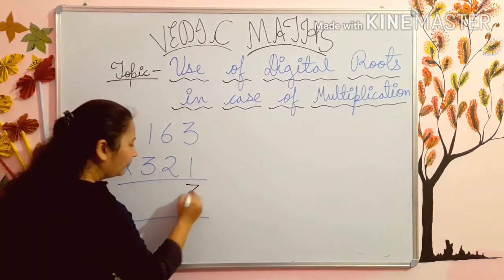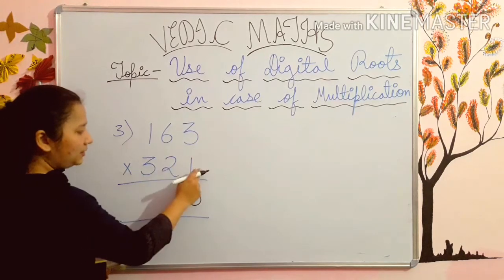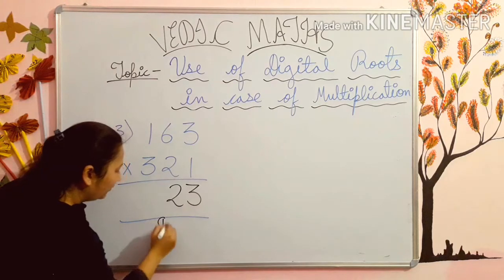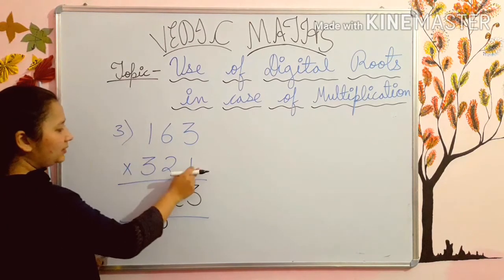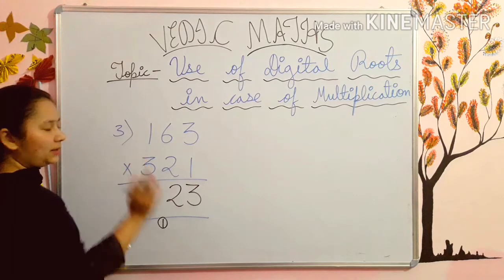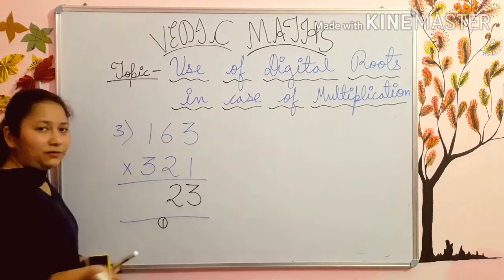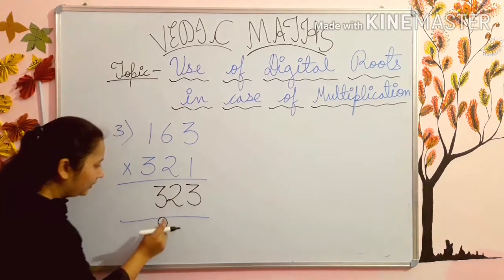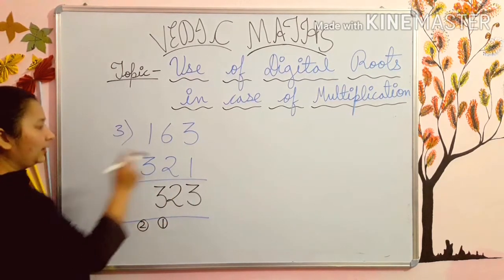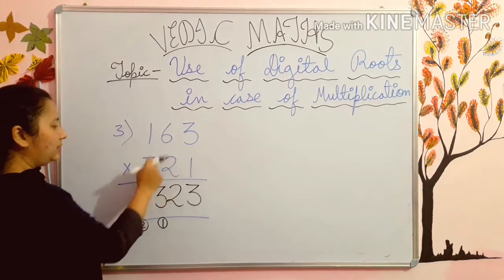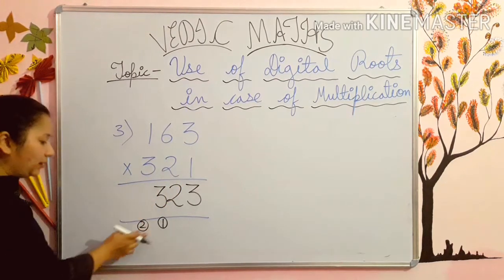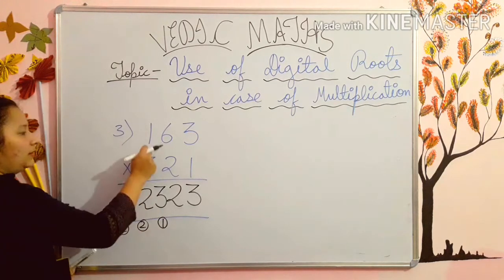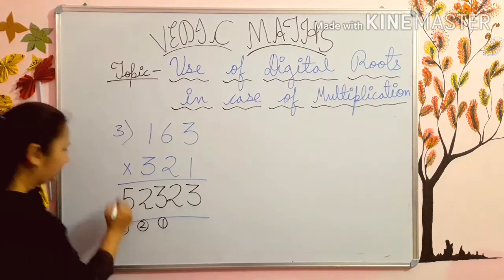3 ones are 3, 6 ones are 6, 3 twos are 6, 6 plus 6, 12, 2 here, 1 will go carry. Now 1 ones are 1, 3 threes are 9, 9 plus 1, 10, 6 twos are 12, 10 plus 12, 22, 22 plus 1, 23, 3 here, 2 will go carry. Now 1 twos are 2, 6 threes are 18, 18 plus 2, 20, 20 plus 2, 22, 2 here, 2 will go carry. 3 ones are 3, 3 plus 2, 5.